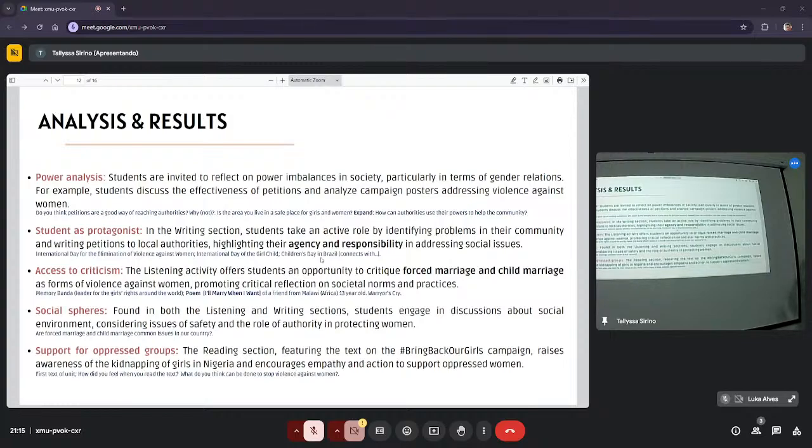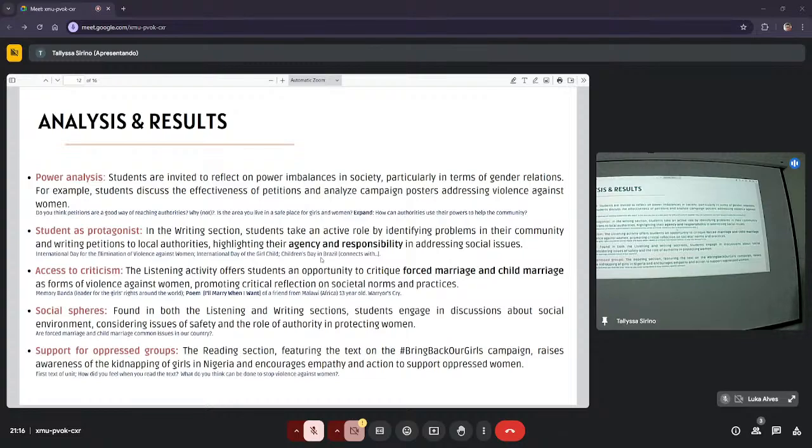And in this line, it is also possible for the teacher to expand the scope of the debate. How can authorities use their powers to help the community in which you live? Are they really using the powers they have? As for student as a protagonist, in their writing section, students take an active role by identifying problems in their community and writing petitions to local authorities, highlighting their agency and responsibilities in addressing social issues.